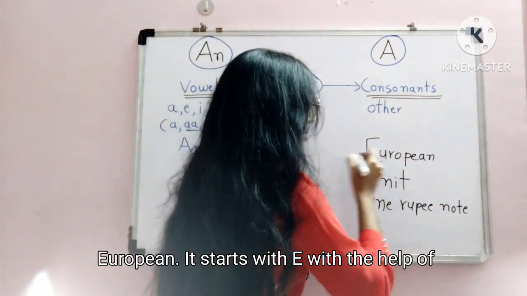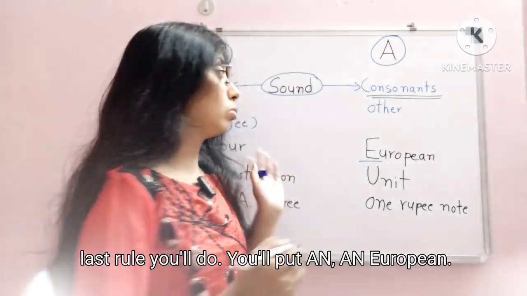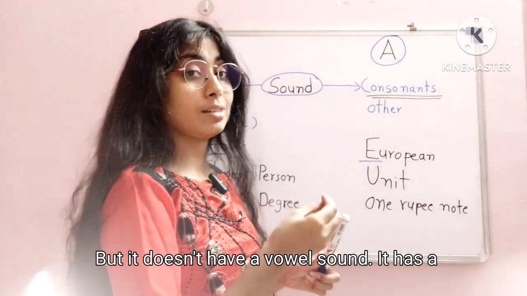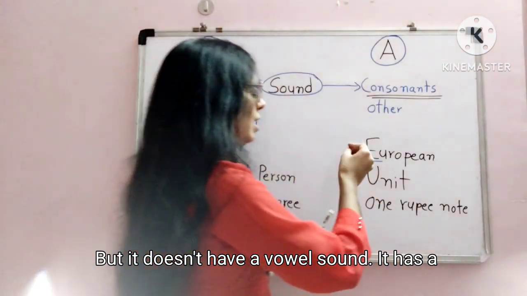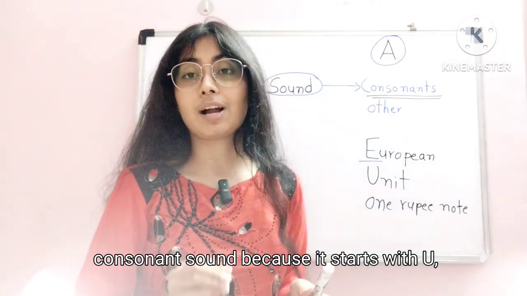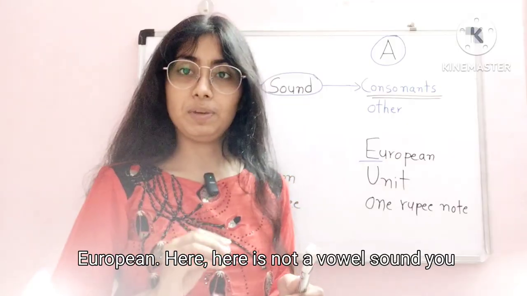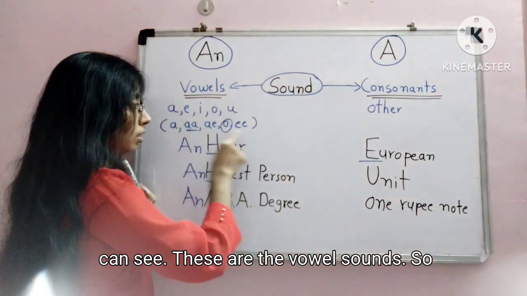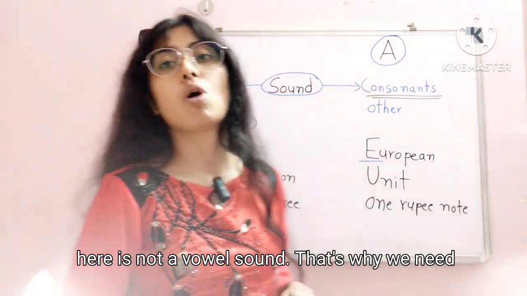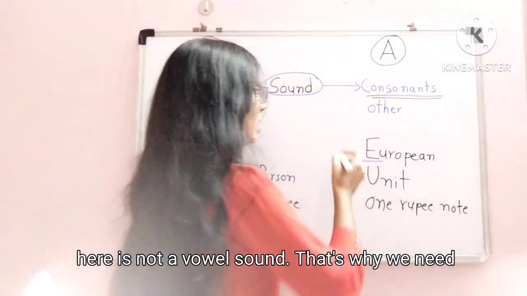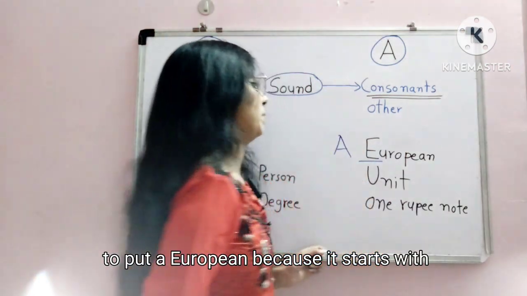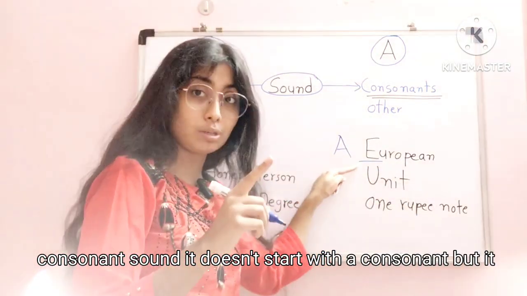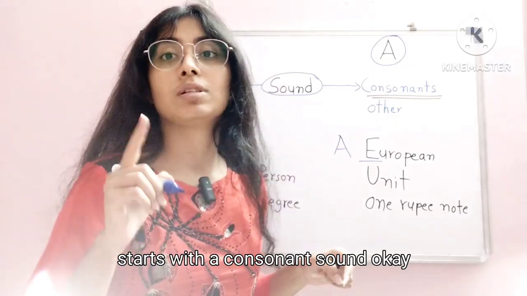Let's go with these words. European. It starts with E. With the help of the last rule, what you'll do? You'll put an European. But it doesn't have a vowel sound. It has a consonant sound because it starts with the sound yu. European. Here is not a vowel sound. You can see these are the vowel sounds. So here is not a vowel sound. That's why we need to put a European because it starts with a consonant sound. It doesn't start with a consonant, but it starts with a consonant sound.